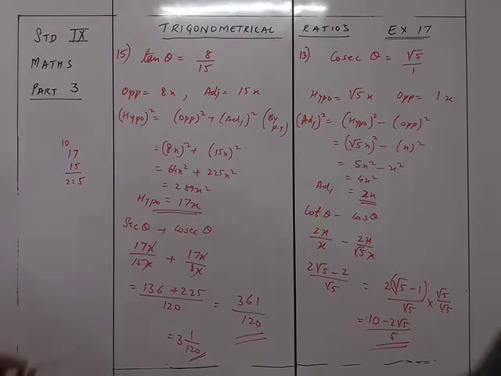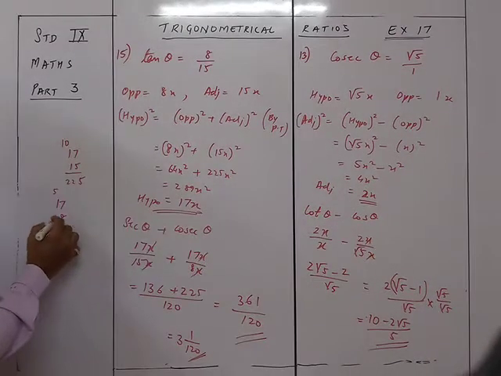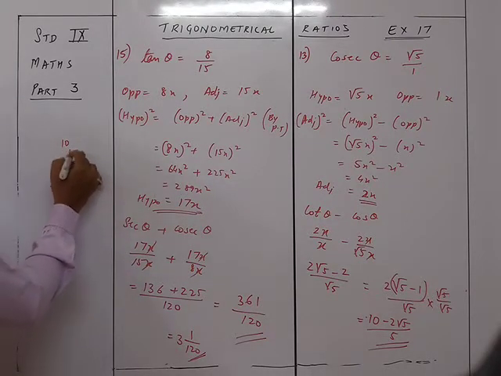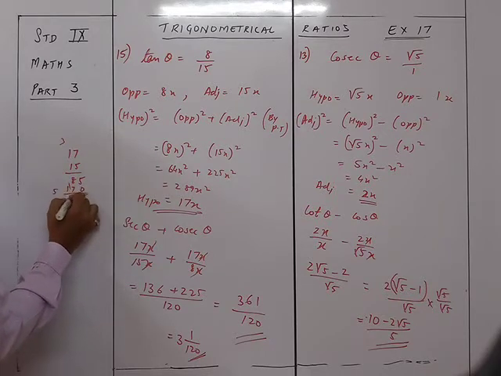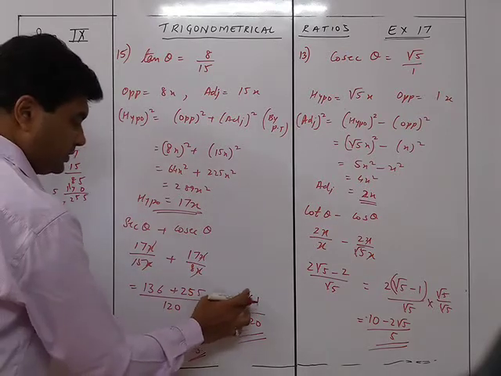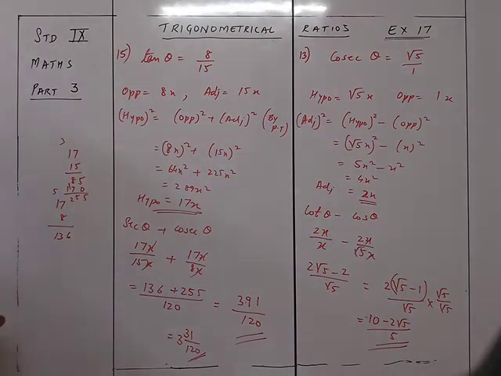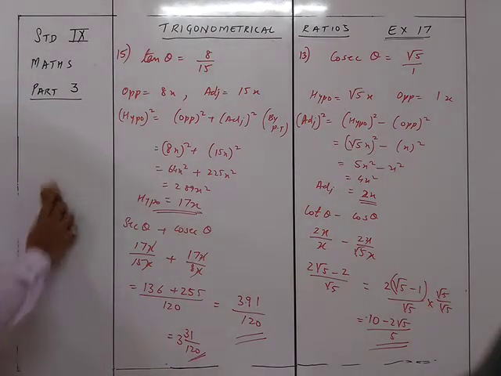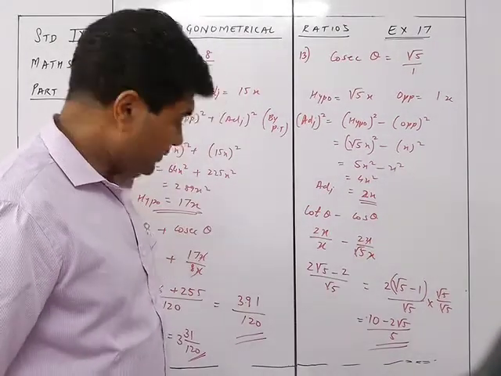Some calculation error somewhere. Let me check. 17 into 8, 7 eights are 56, 8 plus 5 is 13, so 136 is correct. And this is 5 5 is 25, 5 7s are 35, and 15 into 17 is 255. Oh, that is 255. Okay, so this is 391. This is 31. Okay, got the mistake? Calculation error. Yeah, we need to be careful.